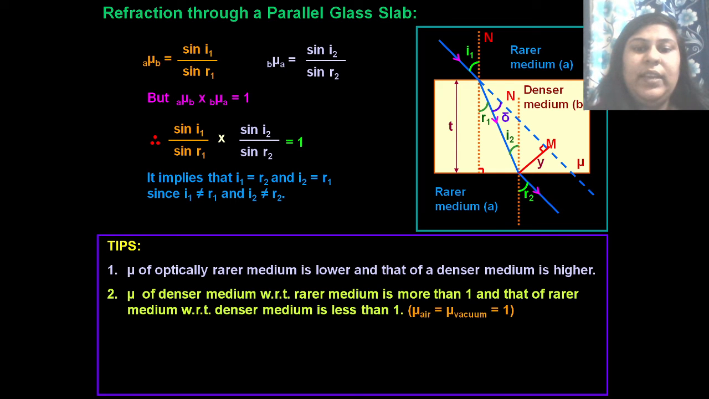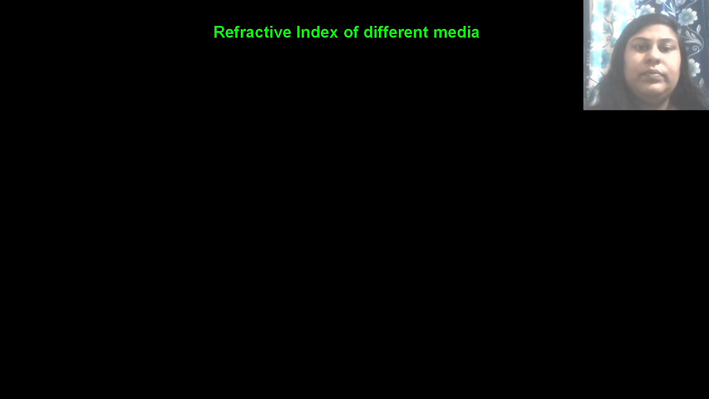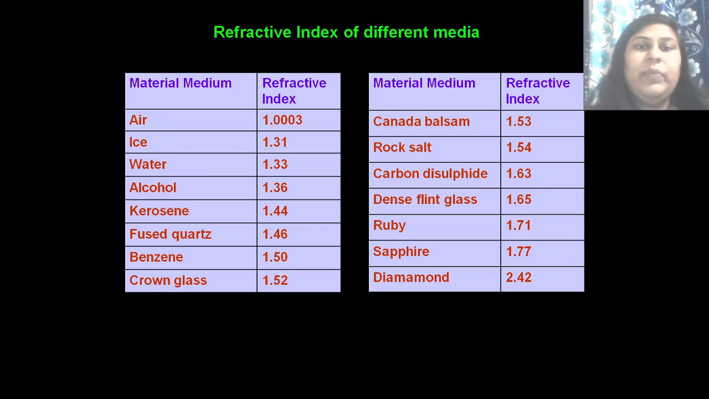Tips: you can see here some tips I've already mentioned, you can read them in this video. These are the refractive indices of some media with respect to vacuum. Suppose the refractive index of water is 1.33. Actually, this is the refractive index of water with respect to vacuum.